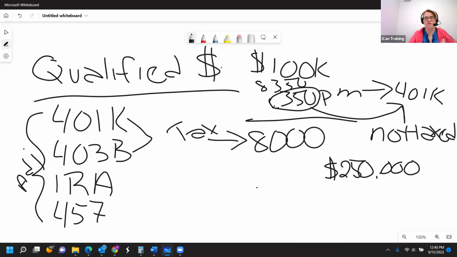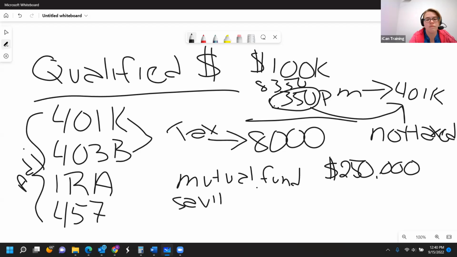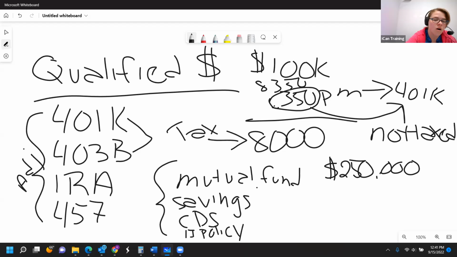Okay. These are adjectives. So mutual funds. Savings account. CDs. Life insurance policy. My handwriting is terrible. Sorry, I'm writing with my finger. All of these are nouns. So I want you to think back to like 3rd grade when we learned about grammar of English. So can an adjective stand alone?